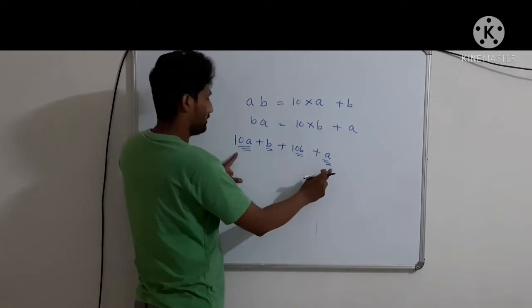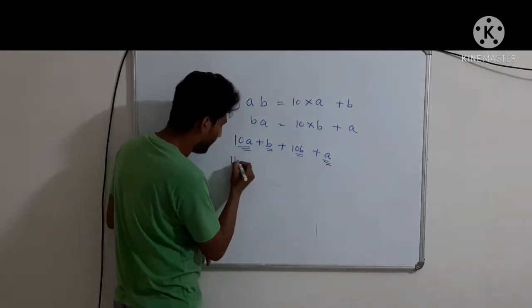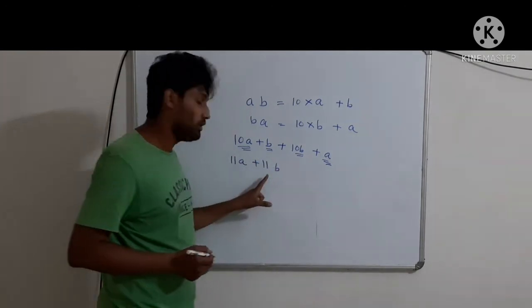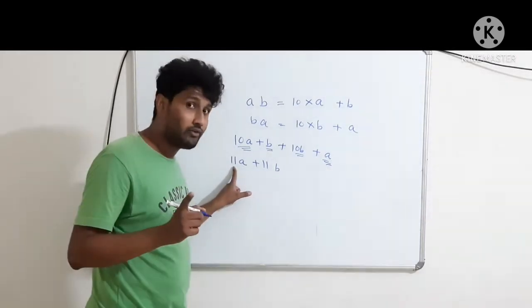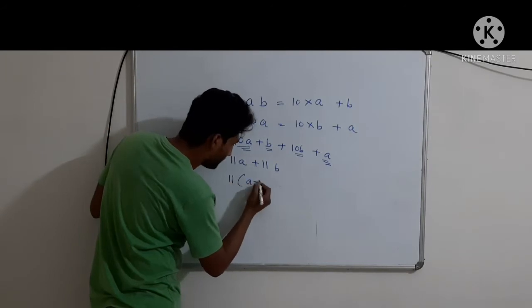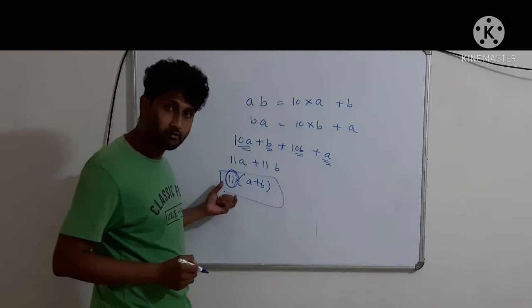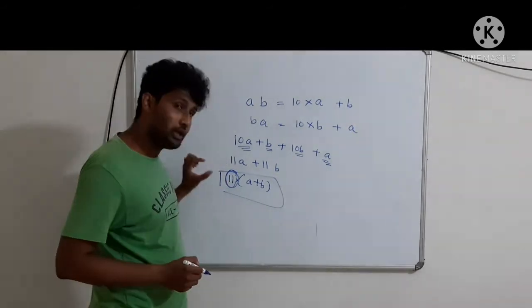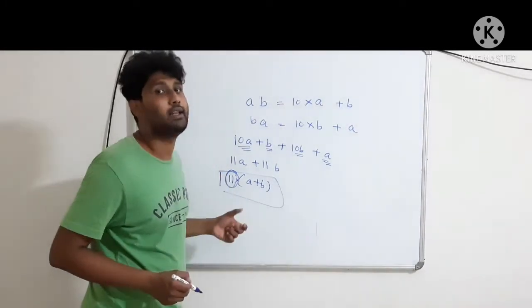These are like terms. Both have A and both have B. So I will get what? 11A plus 11B. You can see that in both the cases 11 is common. You have learned factorization. So 11 can be taken common into bracket A plus B. So do you see how 11 is always a factor of the addition of two numbers, because of which it will always be divisible by 11.